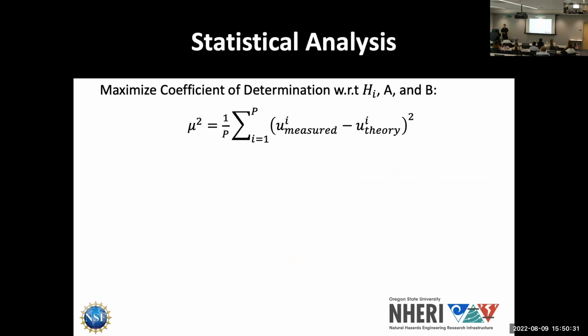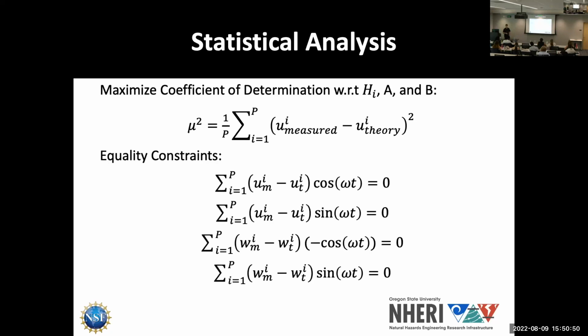So that'll be useful down the line for solving irregular waves. Okay, so we also got to go into statistical analysis for this research because we're trying to fit laboratory data with theoretical equations. So we want to do that by maximizing the coefficient of determination, or R squared, with respect to our three unknowns. So we'll do that by taking the partial derivative of this equation with respect to those three unknowns, and it'll spit out these equality constraints.